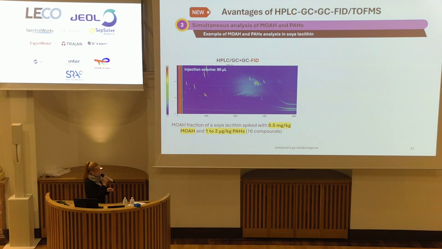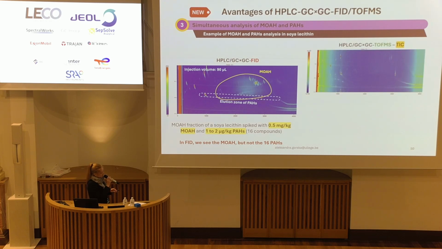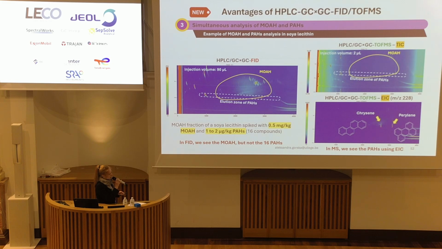An example here, we have a GC chromatogram of MOAH from a soy lecithin that is spiked at 0.5 ppm of MOAH and 1 to 2 ppb of PAHs. You clearly see here the cloud of MOAH, but when you look at the elution zone of the PAHs, you don't see anything. So then, of course, we go towards MS, and if you work in total ion chromatogram, you again don't see much, you don't really see the MOAH. The trick is, of course, to work with extracted ions, and here you see the PAHs, two of them.